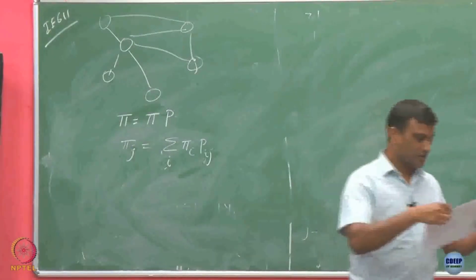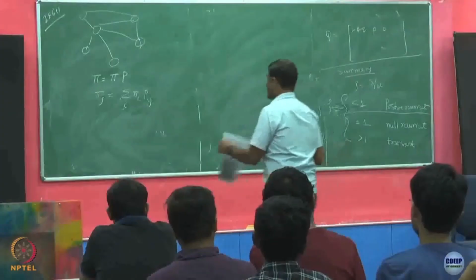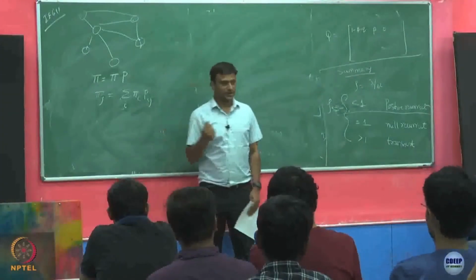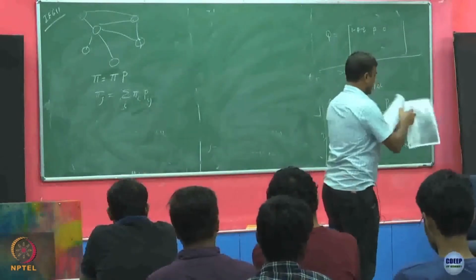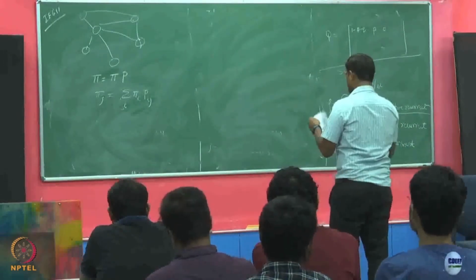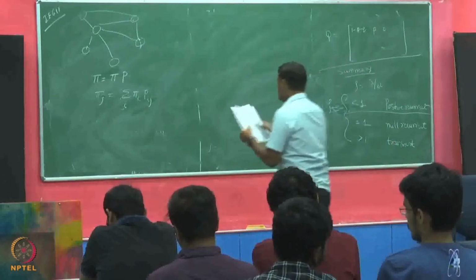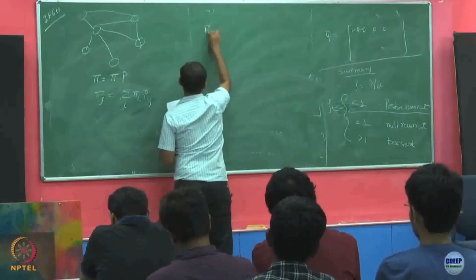Okay, so in summary, the question now is how to come up with this pi j, right? So let me write the algorithm for this. This is one crude version of the algorithm.